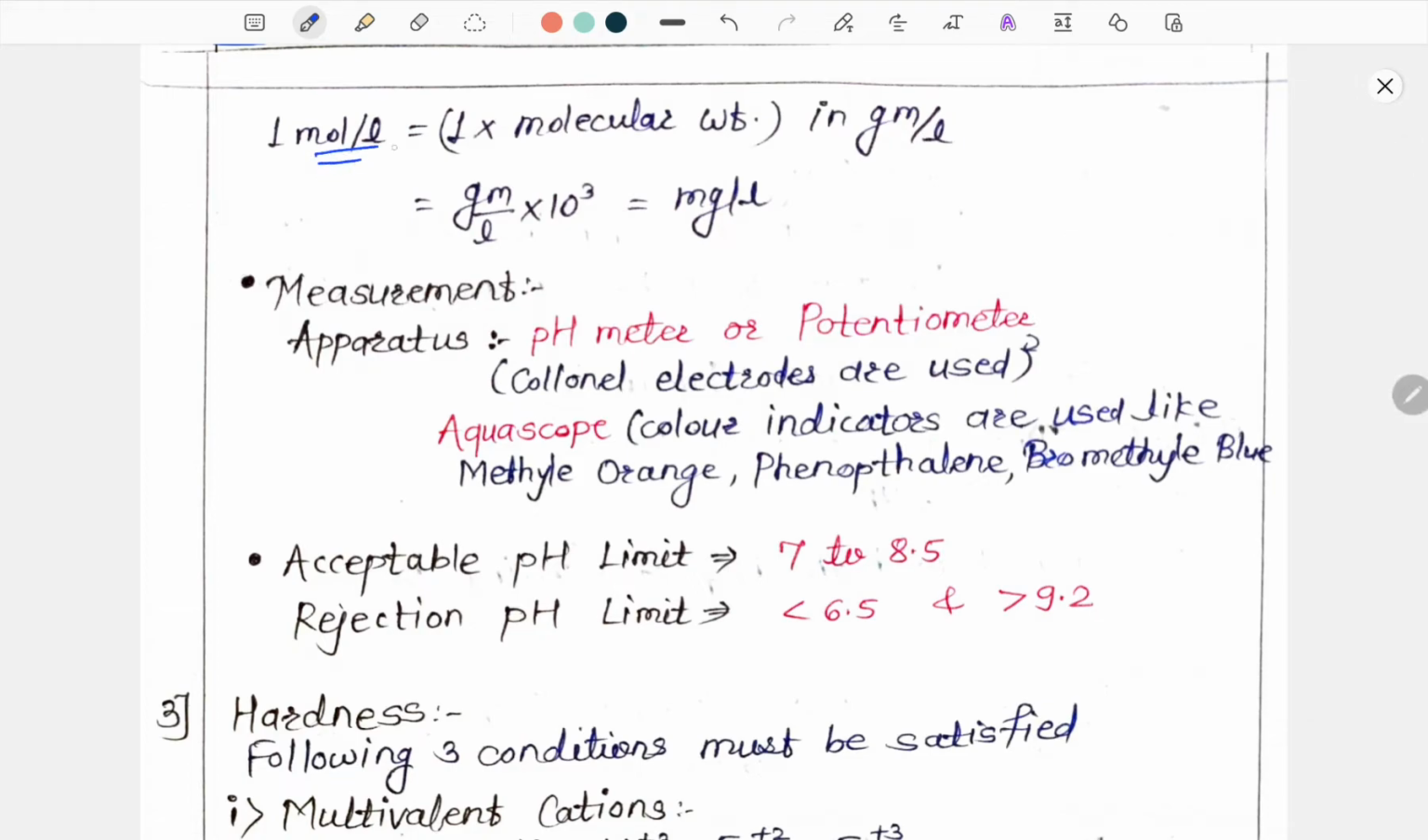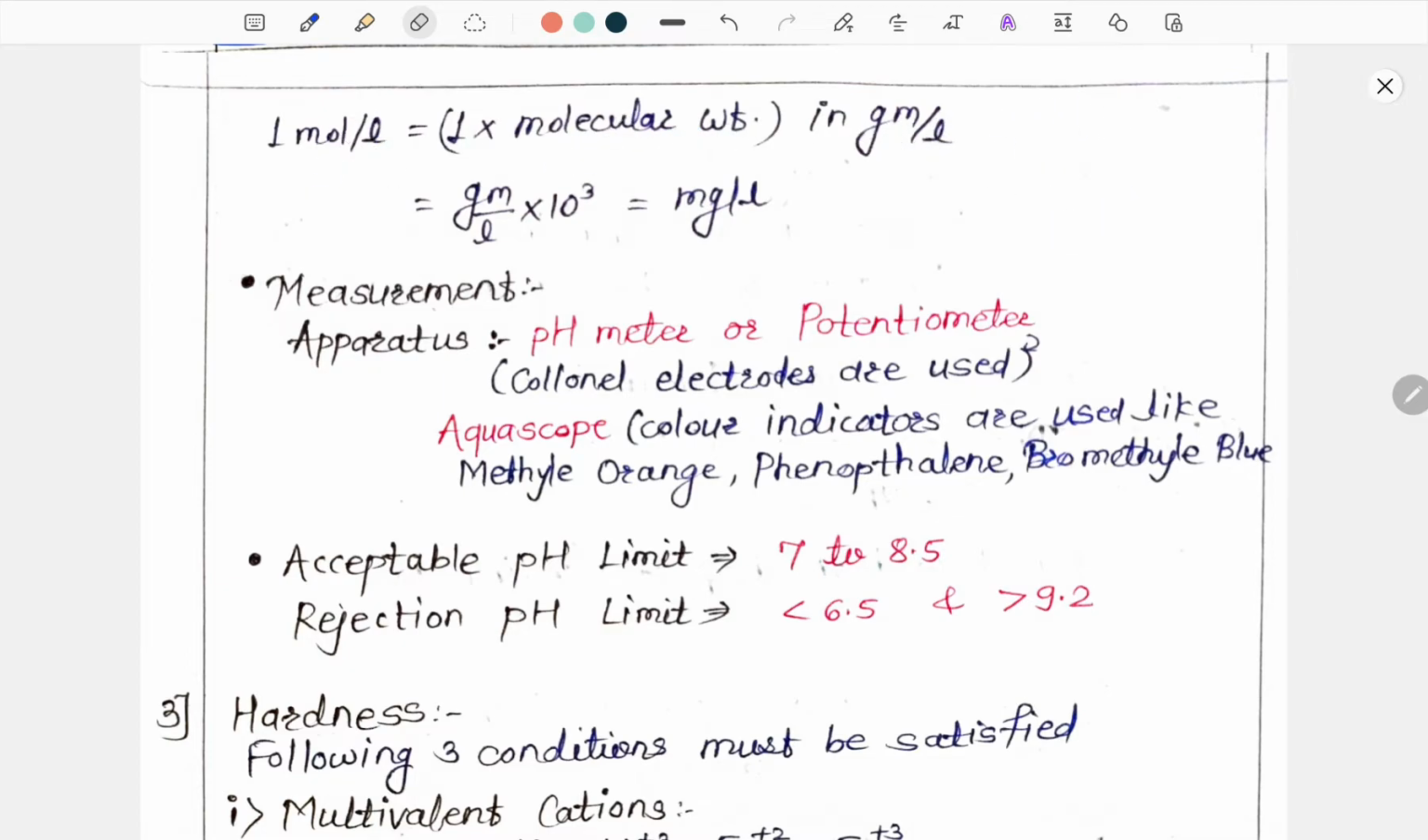Now the next one is unit conversion. If we have to convert mole per liter into gram per liter, then 1 mole per liter is equal to 1 into molecular weight, and we get this value in gram per liter. So 1 mole per liter is equal to 1 into molecular weight in gram per liter. And if we multiply this gram per liter value by 10 raised to 3, then we will get this value in mg per liter, that is milligram per liter. So remember this unit conversion.